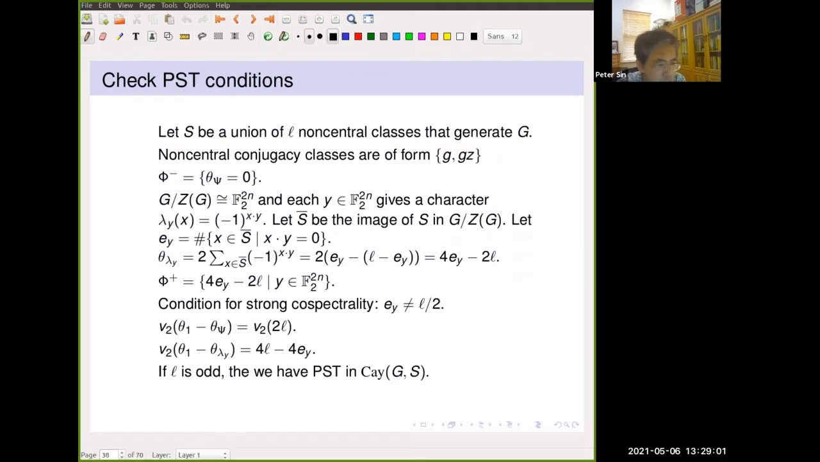So that's just an easy example of how you can get many generating sets, connecting sets S, that give you a Cayley graph with perfect state transfer for extraspecial groups. And you can find the precise conditions on S, which is worked out in our paper, but I don't want to go into that. Okay, so that's the first example, extraspecial groups.